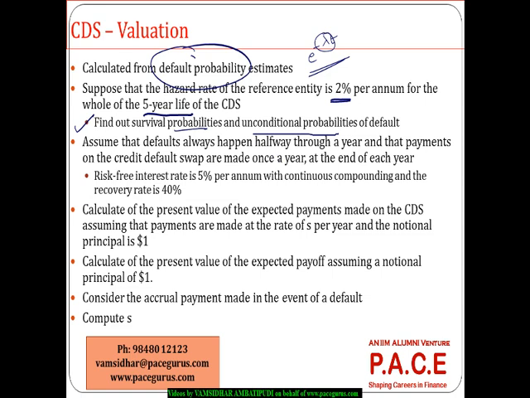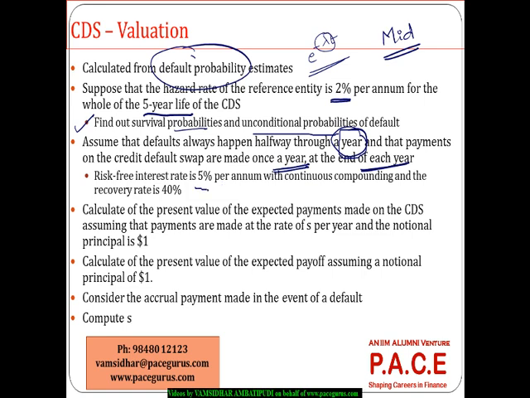Assume that defaults always happen halfway through a year. So default is happening in the middle of the year. Payment on the credit default swap is made once a year at the end of each year. So we have a few more pieces of information here. I am assuming defaults happen halfway through the year, and the premium payments are made once a year at the end of each year.